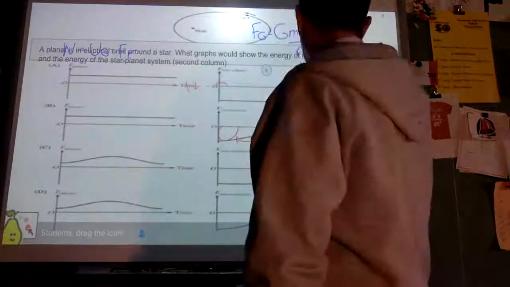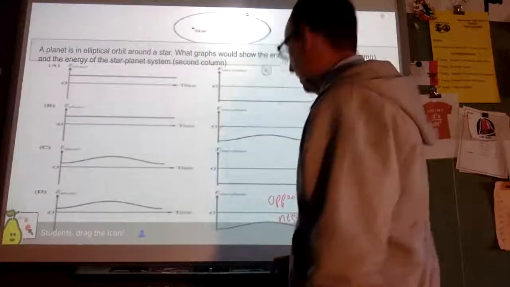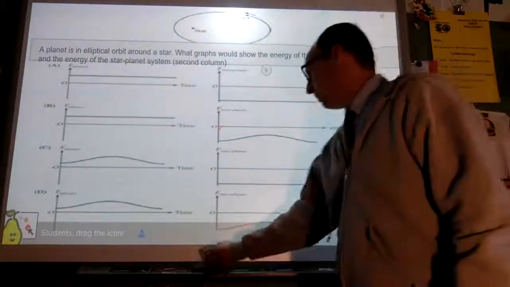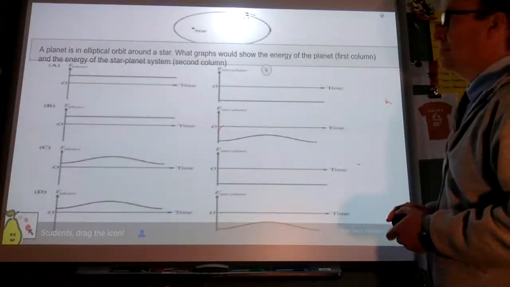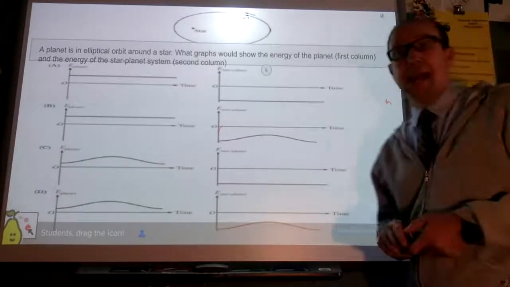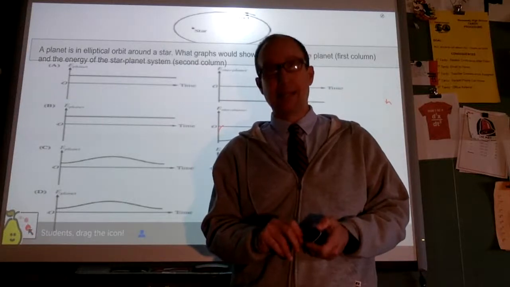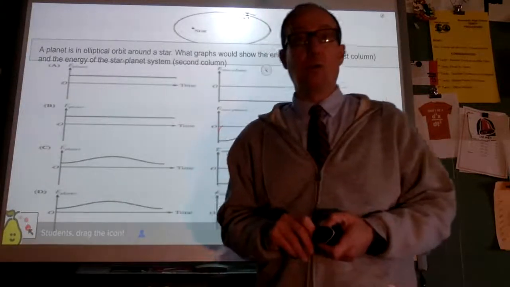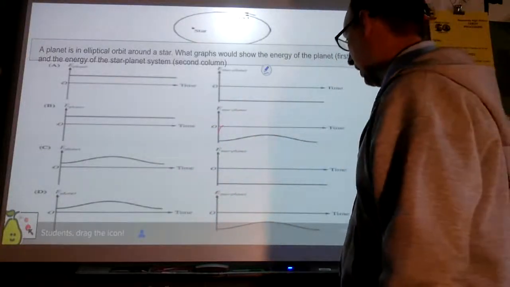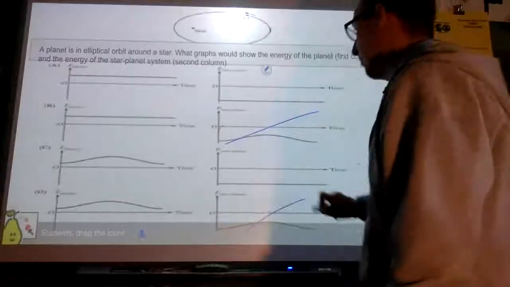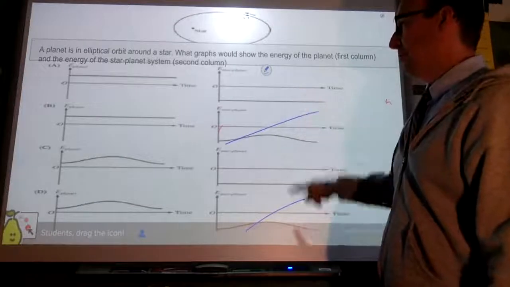All right, so I have a star and a planet. Might be a little blurry. It's in elliptical orbit. What graphs would show the energy of the planet and the energy of the star-planet system? All right, so in the absence of outside forces, the amount of energy in a system is constant. It can't be created or destroyed. So that means that if the second column is our combination, it can't be this one or that one. And so it's either this one or that one.